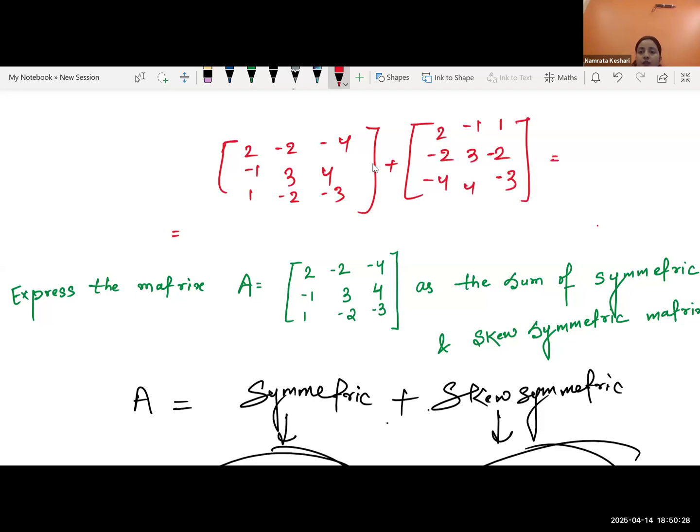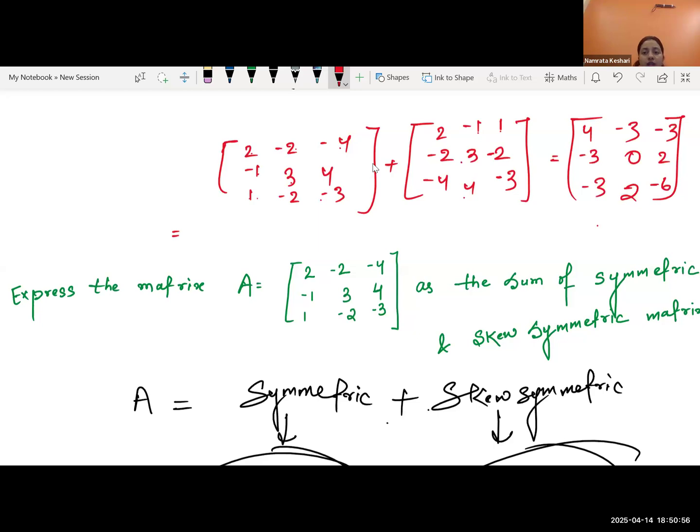Okay, this is what we are getting. This 2 plus 2 is 4, minus 2 minus 1 is minus 3, minus 4 plus 1 is minus 3, minus 1 minus 2 is minus 3, 3 minus 3 is 0, 4 minus 2 is 2. Please keep on checking. 1 minus 4 is negative 3, minus 2 plus 4 is just 2, minus 3 minus 3 is minus 6.